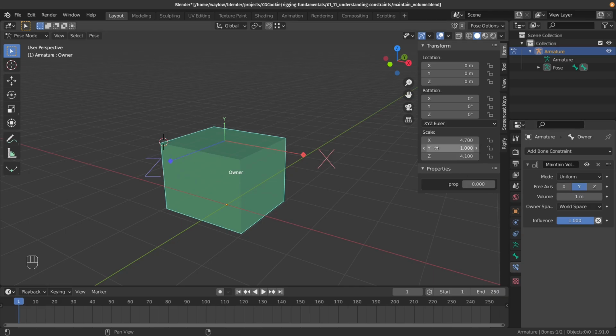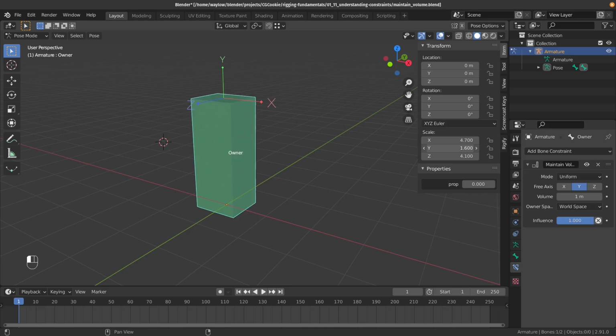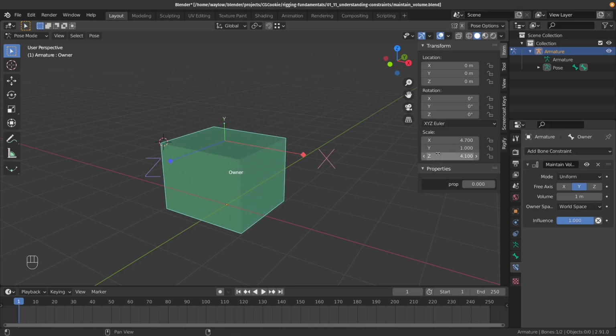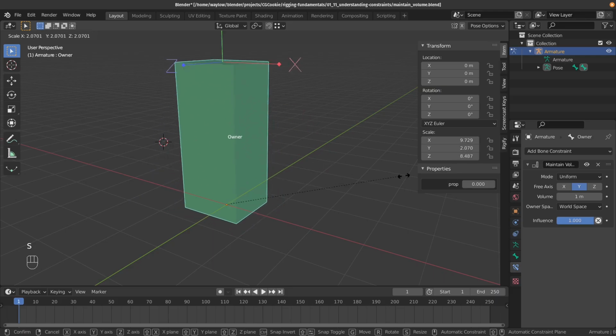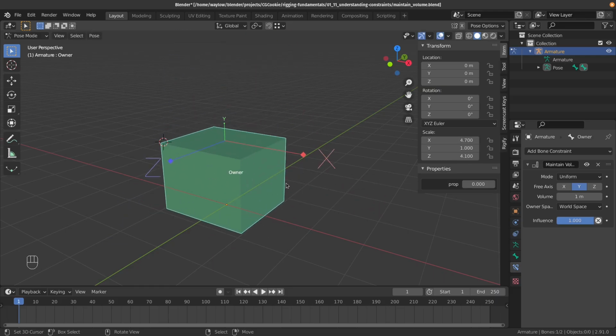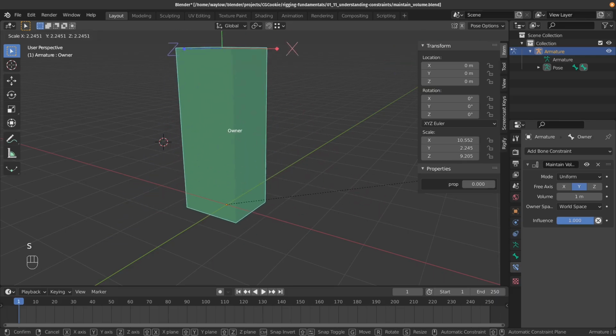Now the uniform will let you individually scale these channels that aren't affected by the free axis. However, if you scale the one that is the free axis, it will maintain the volume on the others relative to the scale that you've set. Or if you scale it uniformly, it's going to maintain that volume in the way that you expect. So that's the way that the uniform scaling works.